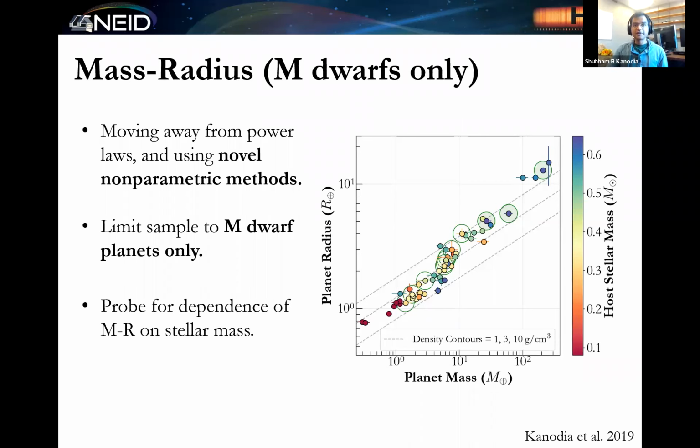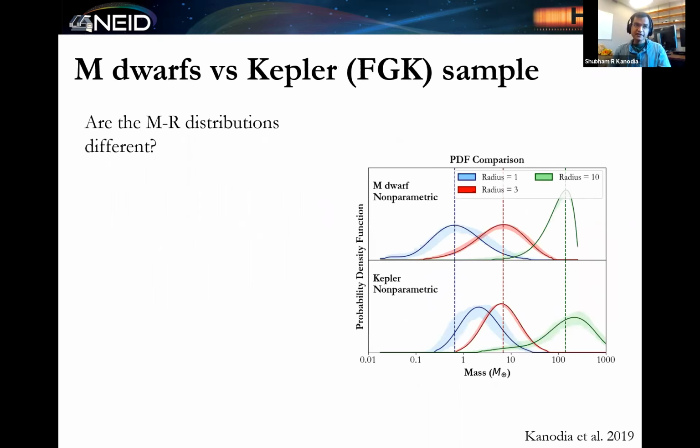So the plot on the right basically shows the M dwarf planets as they stand right now. There are about 49 or so M dwarf planets which have their masses measured. And we color them by the host stellar mass because there's such a wide range of stellar masses that they span. And the interesting thing we found, or the question we're trying to raise, is: are the two distributions different when it comes to an M dwarf sample versus a Kepler sample, which is predominantly FGK dwarfs?